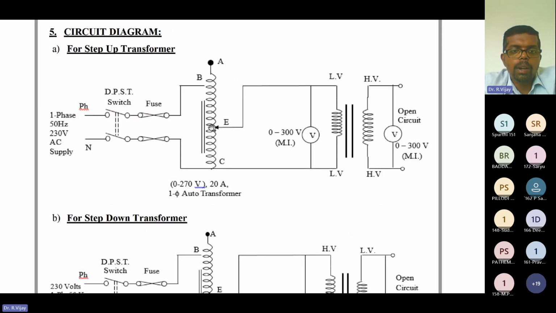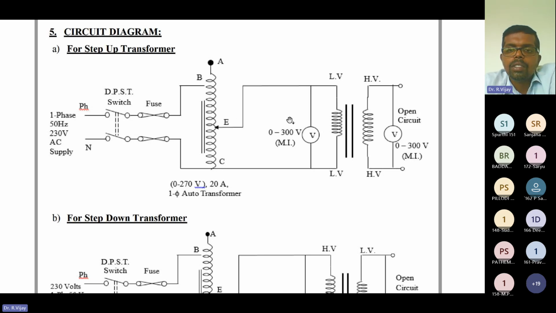Here is the step up transformer. What we are doing is giving the same single phase 50 hertz 230 volts AC supply via phase and neutral, with a DPST switch. One DPST switch is there, and one fuse is there for our safety. Next, it is given to the autotransformer. This is a single phase autotransformer of 0 to 270 volts, 20 amperes. There are two terminals, E and C, which are phase and neutral.